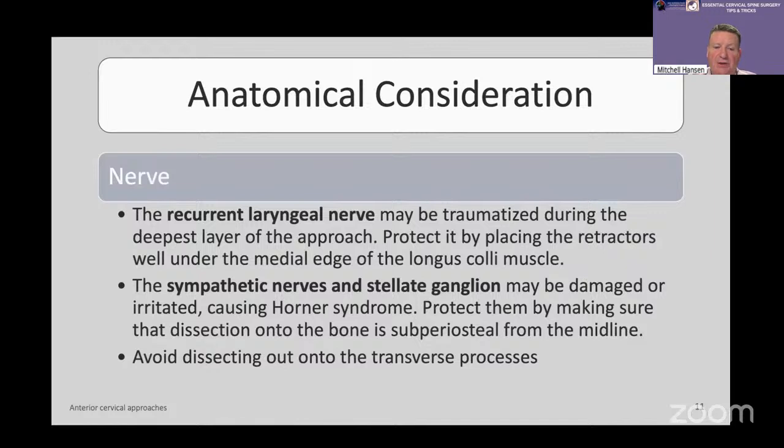The sympathetic nerves and the stellate ganglion can also be damaged or irritated at the lower level, which can cause a Horner syndrome. Once again, it's important to stay subperiosteal from the midline, and certainly avoid dissecting way out to the transverse processes.